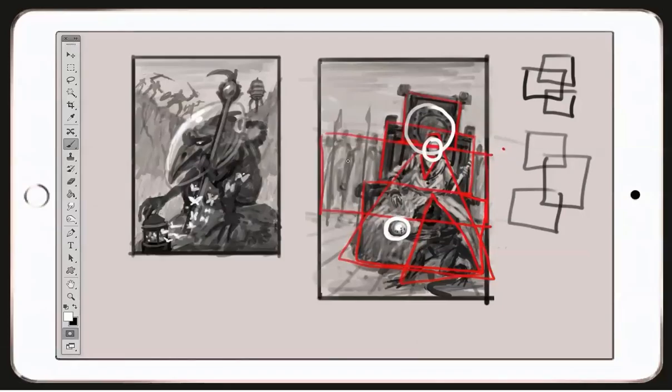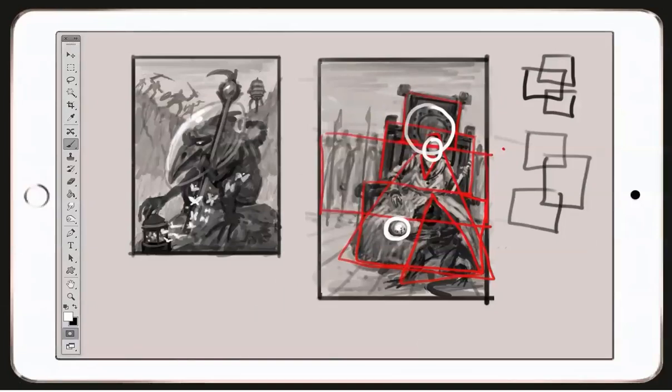The eye is always attracted to circles. So whenever you put a circle within your painting, the eye is going to be attracted to that circle. So it's a powerful way of attracting the viewer to where you want the viewer to look.